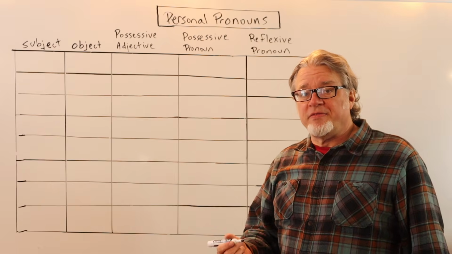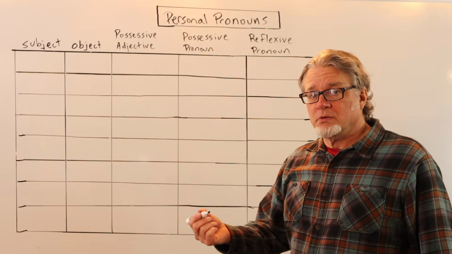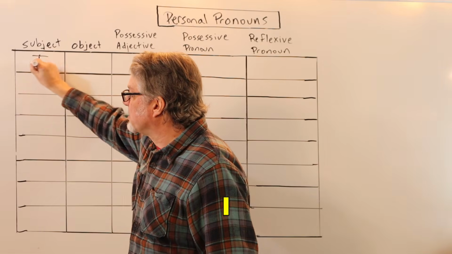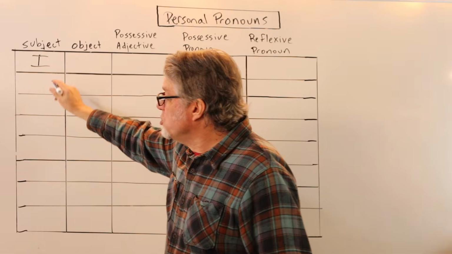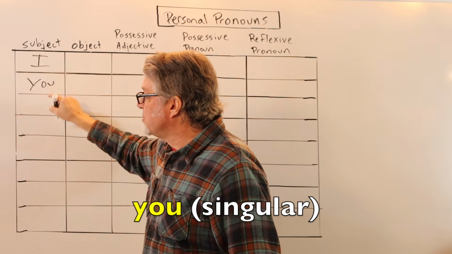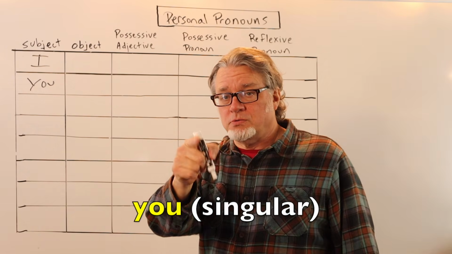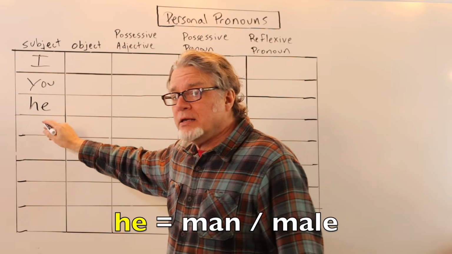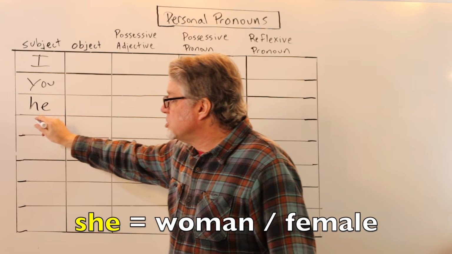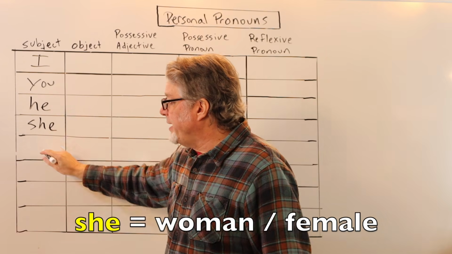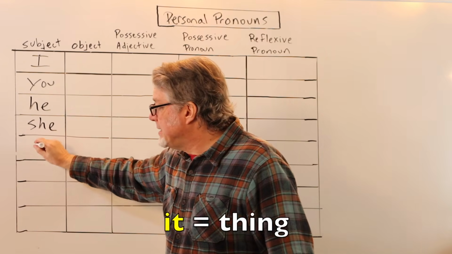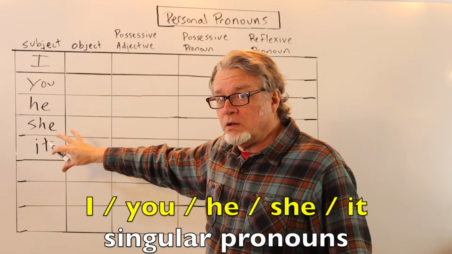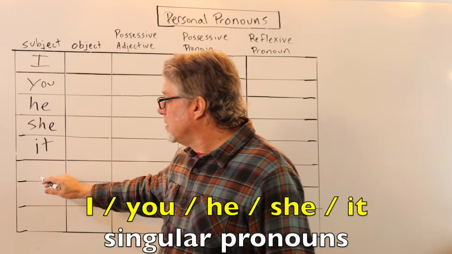Let's begin with the subject pronouns. I is a subject pronoun. You, this is singular, that's you. For a man, we use he. For a woman, she. And for a thing, it. These pronouns are all singular.